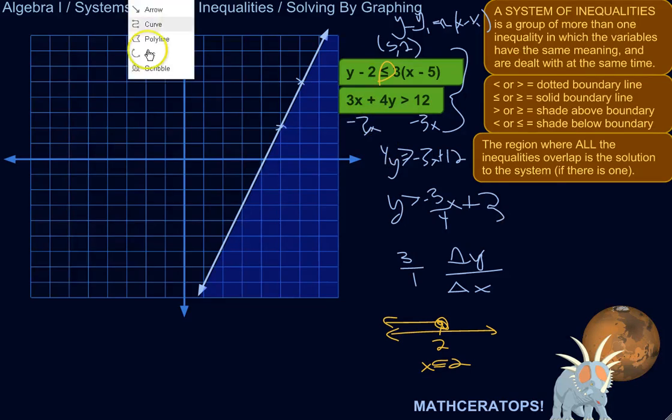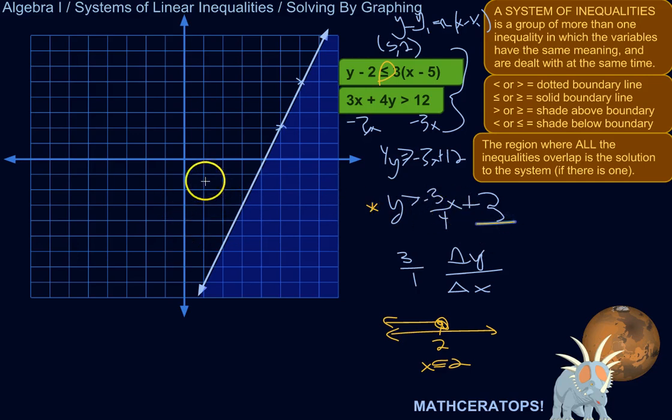So here's our modified form here. So y is greater than negative 3/4 x plus 3. So I know 3 is my y-intercept, so 1, 2, 3. There, that's a point on that boundary line. Now the slope is negative 3 over 4, so my change in y is negative 3, or down 3, versus a positive change of 4 for x. So down 3, 1, 2, 3, over 4, 1, 2, 3, 4. So that's another point on the line.